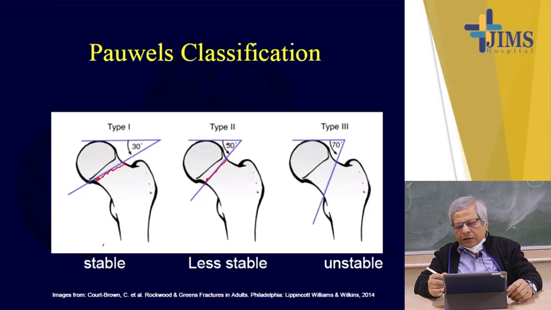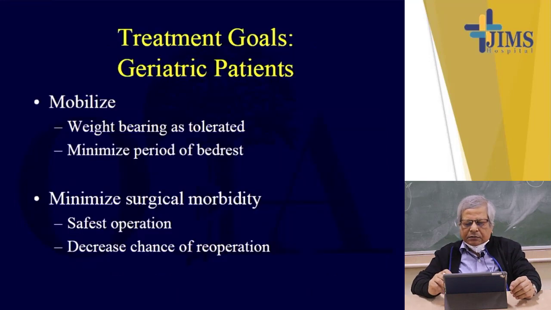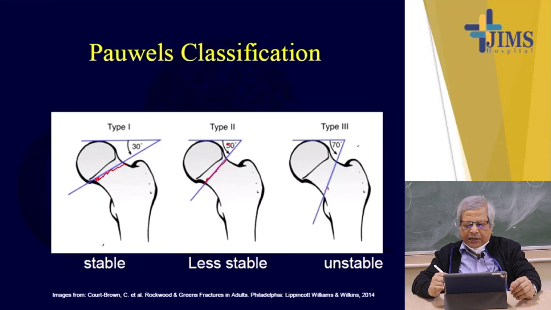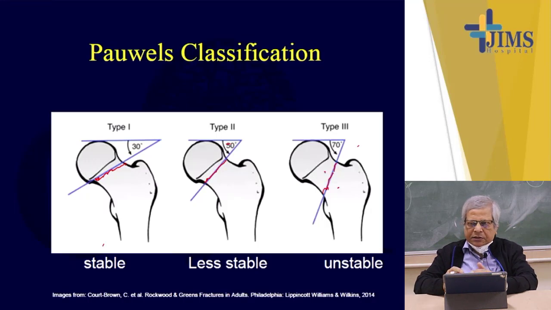And this is the maximally displaced. This is the type 3. This is the horizontal line and this is the fracture line. This is 70 degrees or more. There is always a shearing strain here. I mean, these two fragments tend to be apart all the time. This is the most unstable fracture.